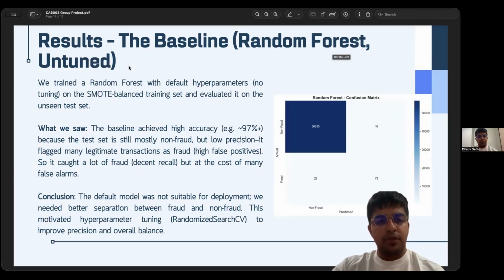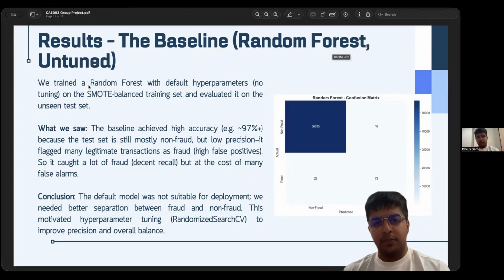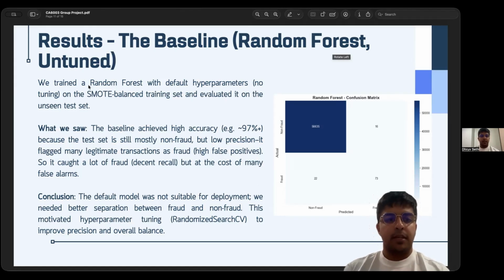Talking about the results that we got from the random forest, this is the baseline version without tuning. This was again on the SMOTE-balanced training set, which we use for all our models; after SMOTE we performed the model training. We achieved a very high accuracy of 97%. But we got very low precision because it regarded many legitimate transactions as fraud, which implies very high false positives.